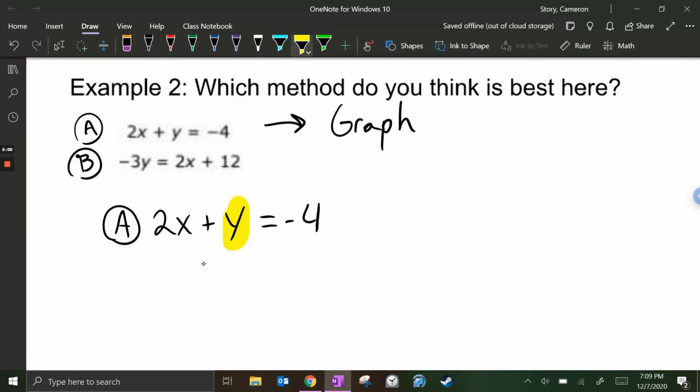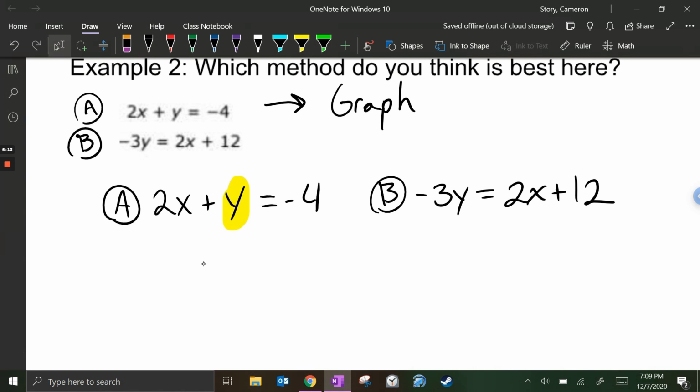Okay, so I need to solve this equation for y. I also need to solve equation B for y. So let's start with equation A. For equation A, all you need to do is subtract 2x from both sides to get rid of that 2x on the left. And we get y equals negative 4 minus 2x.